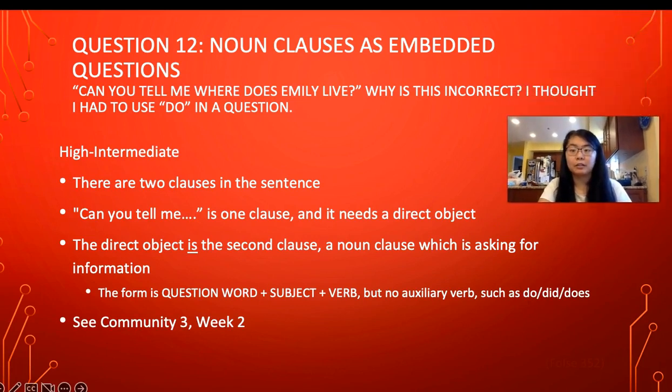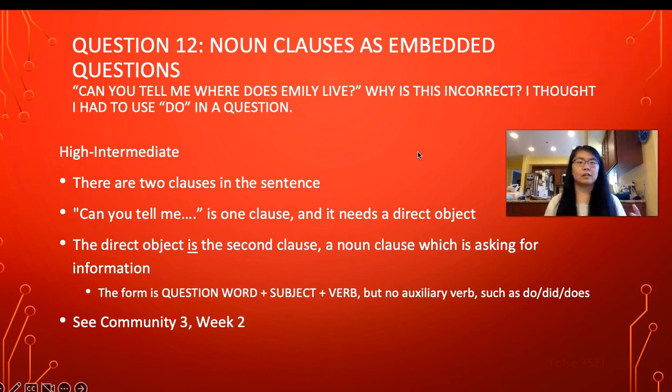Question number 12, embedded clauses. So noun clauses as embedded questions. So can you tell me where does Emily live? Why is this incorrect? I thought I had to use do in a question. So this is labeled as high intermediate by Mr. Folse. We do cover this in, I know, level 3 of our classes at Catholic Charities, maybe others.